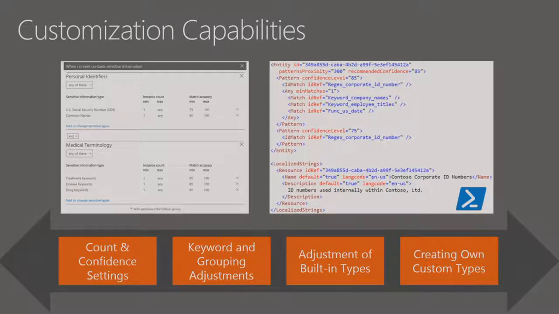Now looking across the various capabilities of how you can customize sensitive types. This is really a spectrum of a set of tools we have available, from simple yet powerful to more complex, yet also very much giving you the full control of what you match. So there's counts and confidence settings.